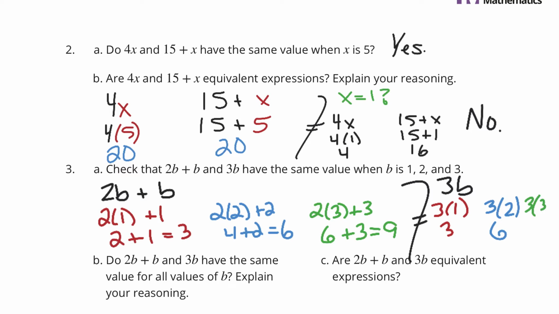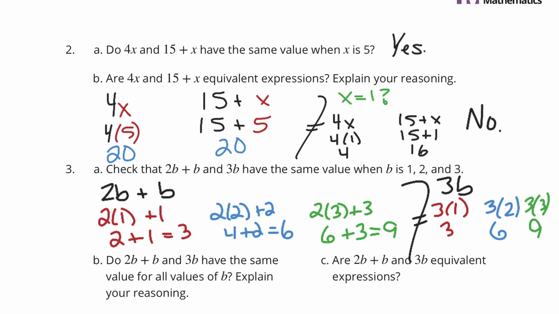3 times 3 is equal to 9. So they do appear to have the same value. When I put in 1 to 2b plus b, I got 3. Same thing when I put it into 3b. When I put the 2 in, I got 6 for both. When I put the 3 in, I got 9 for both.